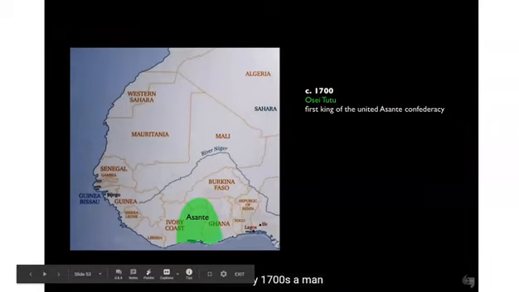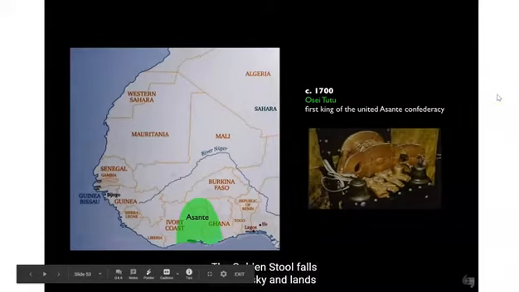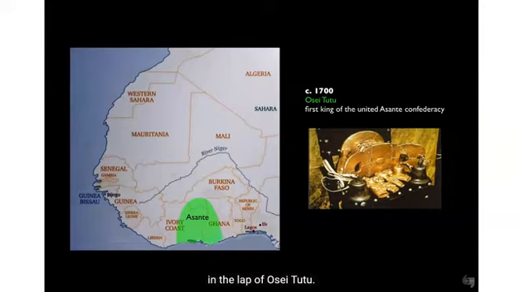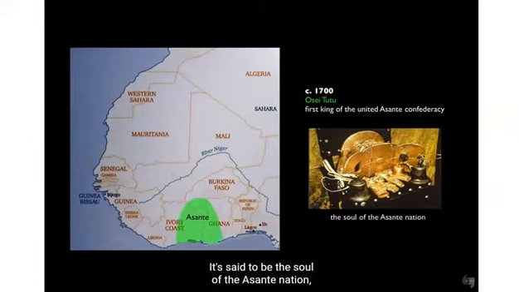In the early 1700s, a man named Osei Tutu, an important king, was able to unify all the surrounding lands. He created the nation of the Ashanti people. The golden stool falls from the sky and lands in the lap of Osei Tutu. So this is a miracle. Absolutely. And this is a wooden stool covered in gold, which was said to have been made in the heavens. It's said to be the soul of the Ashanti Nation.